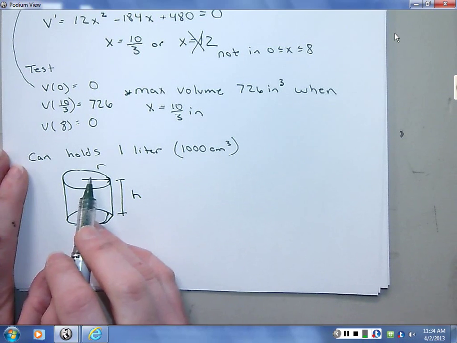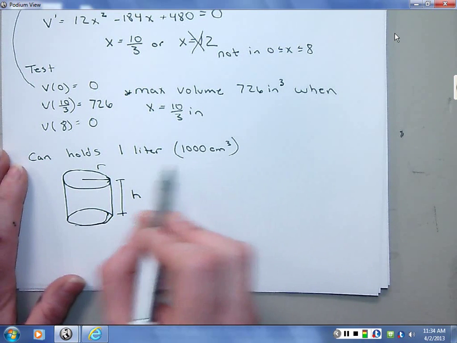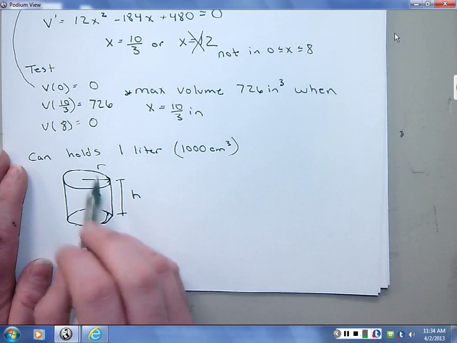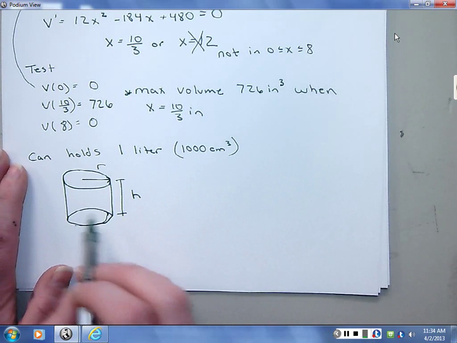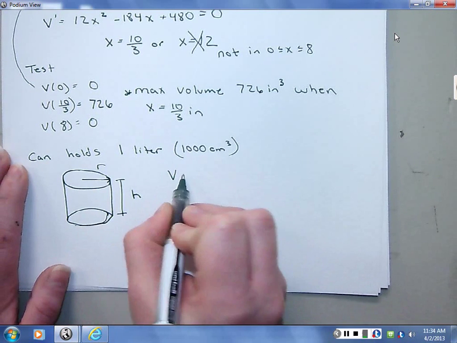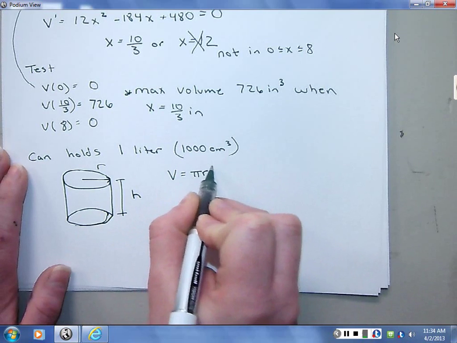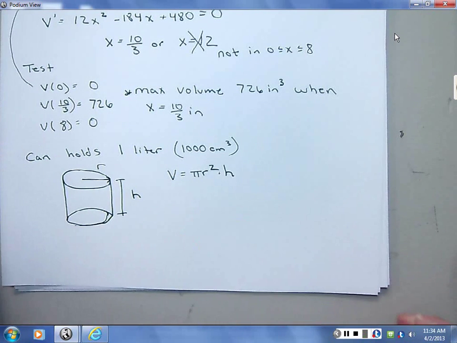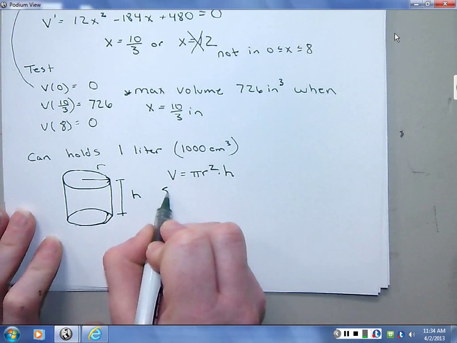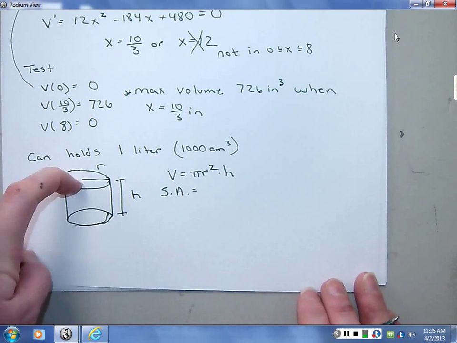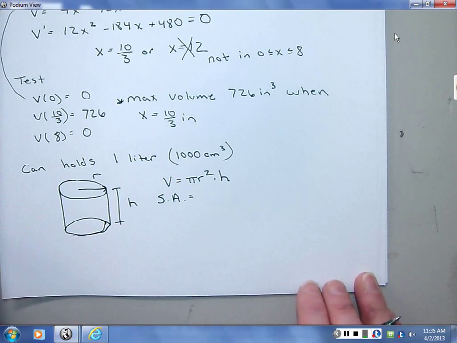So what is going to be the volume of a cylinder? Area of the base times height, right? What is the area of the base? Pi r squared times the height, right? Pretty straightforward there. What is the surface area formula? Area of the top plus the area of the bottom plus the area of the side, right?